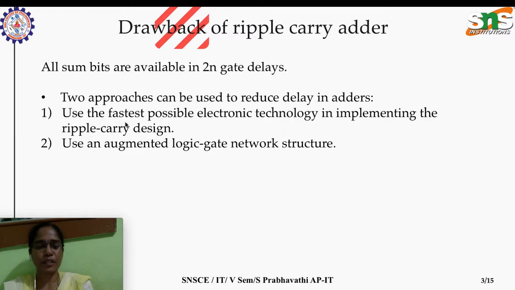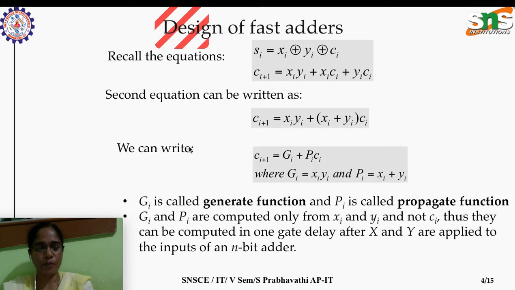One way is by changing the electronic technology, so that the ripple carry adder will perform fast, or else by using some augmented logic gate network structure we could redesign the equation, so that the full adder will produce faster output. The second approach we are going to see today. Changing the electronic technology is one way to achieve it, and the other way is using the augmented logic gate network structure. So we are going to concentrate today on the second approach.